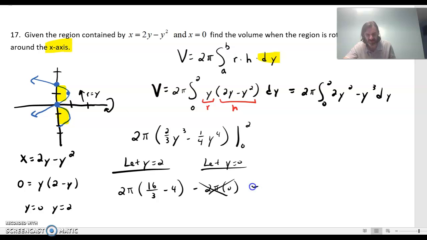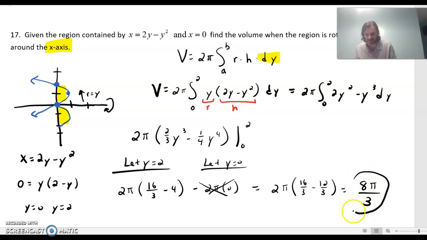so this last part goes away. So that's 2 pi, and I need to make a common denominator between 16 thirds and 4. So it'll be 16 thirds minus 12 thirds. So that's 4 thirds. So in the end, it looks like I get 8 pi over 3 when I combine things. Alright, I'll check the back of the book, and you'll either see me again if it needs to be fixed, or you won't if it's good.